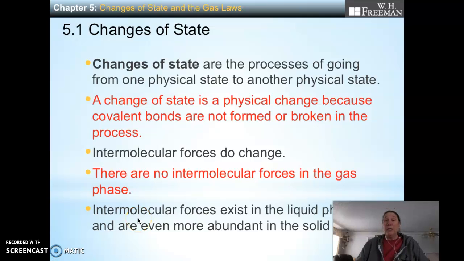Because remember, in 1 mole, if you have 18 grams of water, that would be like a half glass of water, a small glass of water. You have 6.02 times 10 to the 23rd molecules. That's a lot of molecules in a small space. So they're going to have forces. They're going to be attracted to each other, okay?